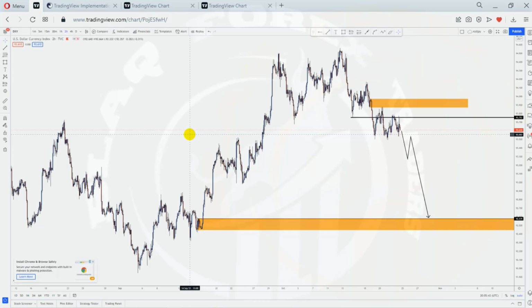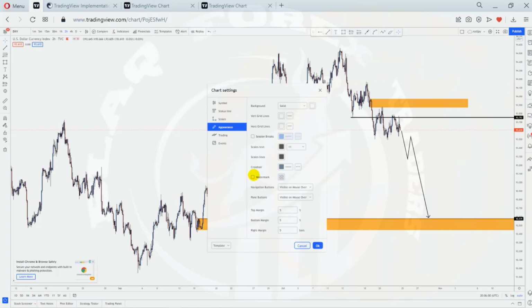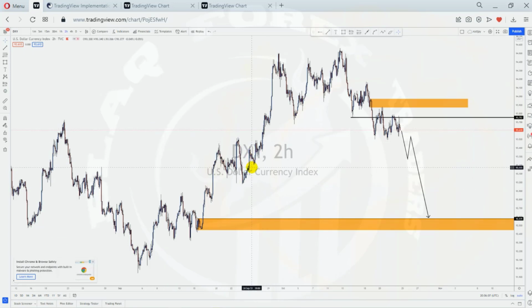So I'll be analyzing a few pairs for you. In this video I already analyzed the pairs, so I didn't want to waste a lot of time. As you can see, this DXY, let me just bring on the watermark so that you can see for yourself. Okay, it's fine. This DXY, as you can see, I already analyzed this index here.